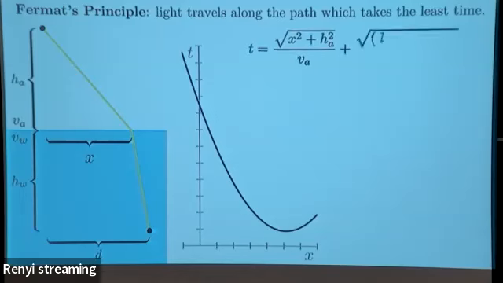So then we can write that the time is equal to this big expression. And those square roots are just the distances along these two segments. That's just using the Pythagorean theorem.